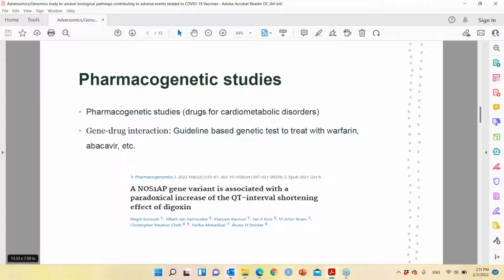Just to give you an example of previous pharmacogenetic studies, a lot of pharmacogenetic studies have been done so far. I'm just giving you an example of my previous studies. I picked one about NOS1AP gene variants associated with a paradoxical increase of the QT interval shortening effect of digoxin, in which we showed the effect modification by genes in relation to the effect of digoxin in a special population. There are also a lot of studies showing gene-drug interactions that sometimes lead to guideline-based amendments in genetic testing, which is required for some medications like warfarin or abacavir.